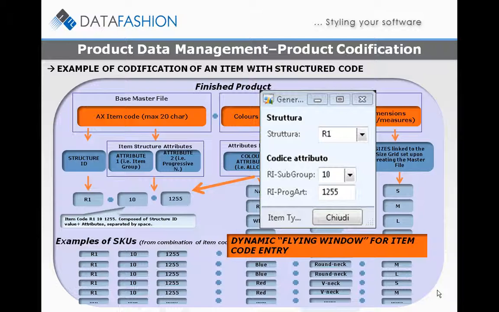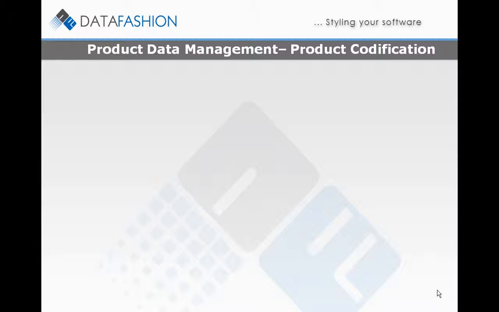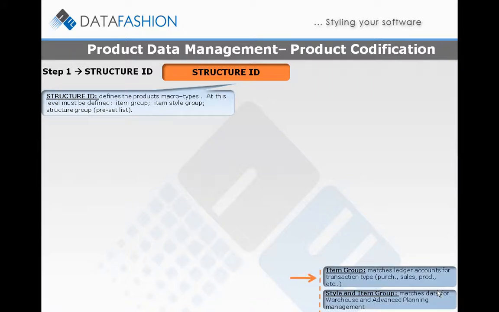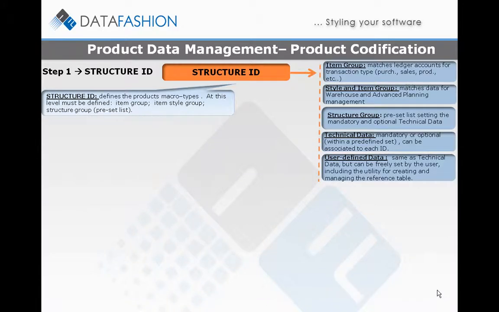Before watching an example on the software, let's see the main steps that are necessary for codification. Step 1, you define and codify, that is, you set the structure ID for the various product types, finished products, fabrics, raw materials, semi-finished, etc. You associate to each typology the additional information that are then automatically inherited on the generated items.